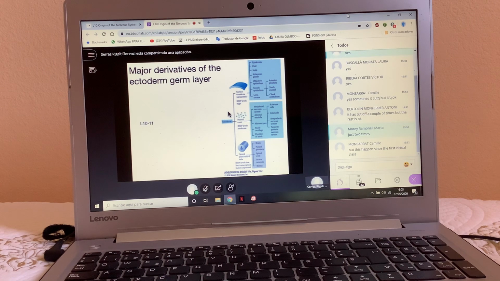So in a few minutes, I would like to introduce a few things about the development of the nervous system. I'm not going to talk a lot about the nervous system because most of the students of the University of Barcelona already studied the development of the nervous system in a course on neurobiology. Okay, so I'm just going to the hot topics and some important things.